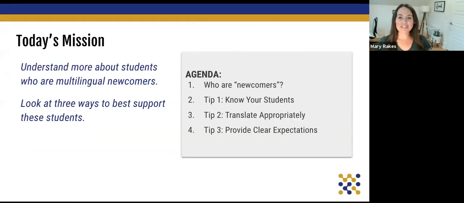Today's mission is to understand more about students who are multilingual newcomers and to look at 3 ways that we can support these students. We'll talk about who our newcomers are and then look at 3 tips that help support them.